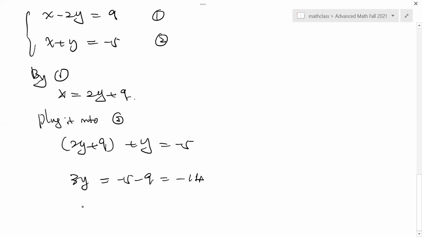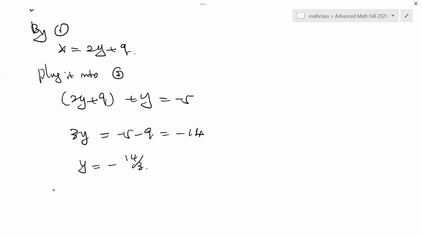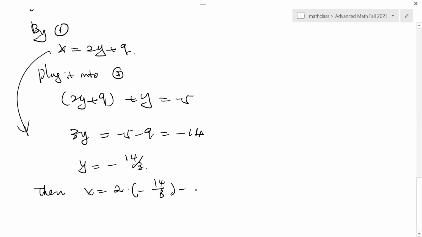Then you divide both sides by 3, it's -14 also. So the very last step, you get the fraction. There you get the fraction. So then you use this identity, right? Then in this one, x is going to be 2y, -14 over 3, plus 9.